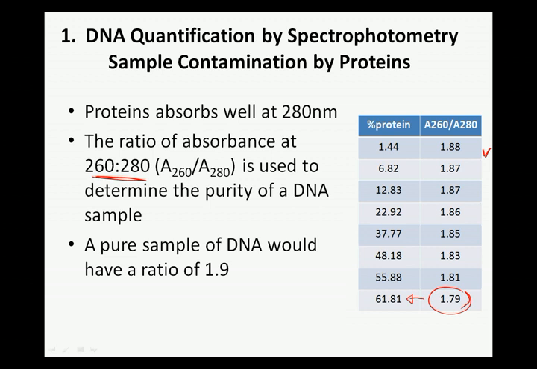So in general, when you use this method, what you're aiming at is a ratio which is at least 1.9, which means that if you look here, the percentage of protein contaminating is above this, so it's actually less than 1% protein contamination. So your sample will be very pure, or quite pure. It could be used for further analysis.